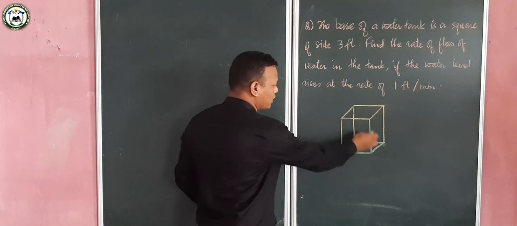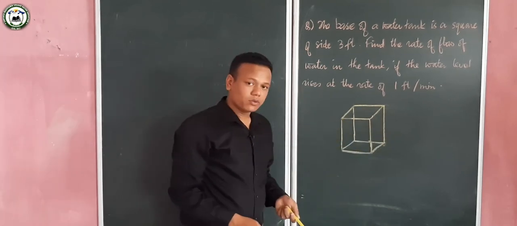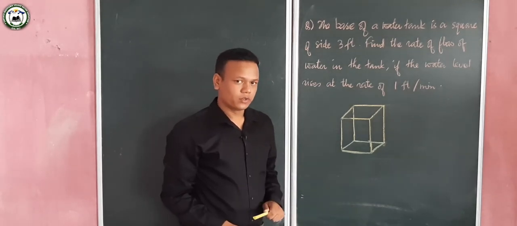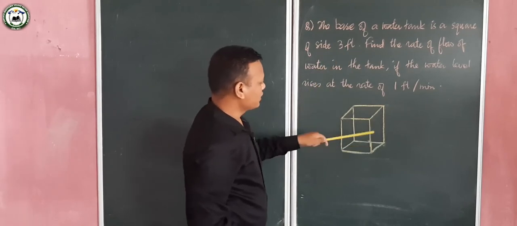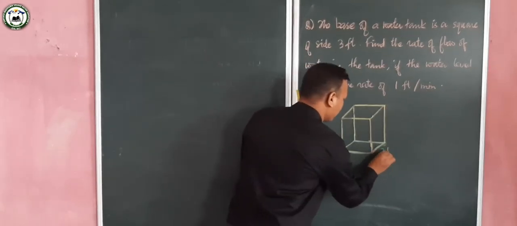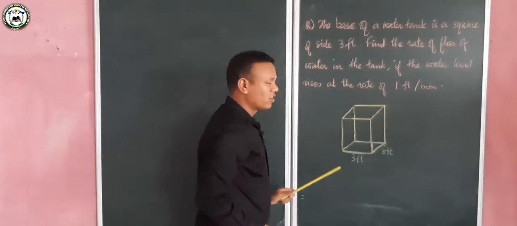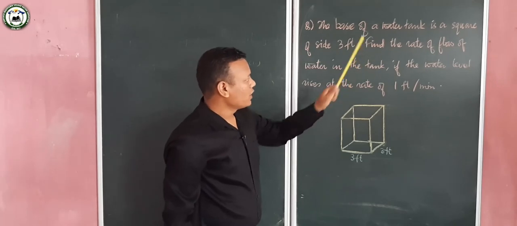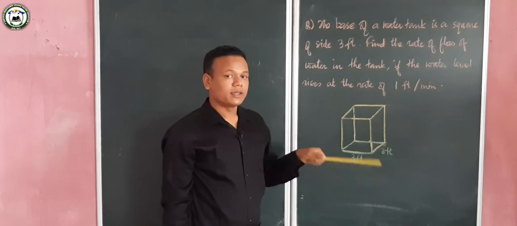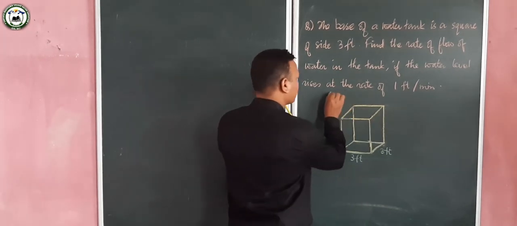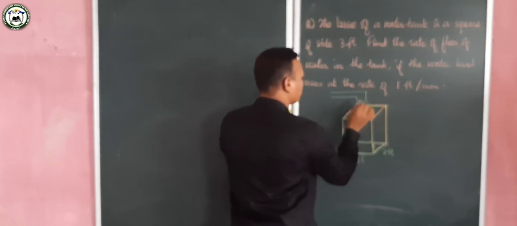Okay, these can be a square or a rectangle. So basically the shape of your tank is a cuboid. So there's a cuboidal tank. Each side is 3 feet, so this is 3 feet, this is 3 feet, and this is 3 feet, right. Find the rate of flow of water in the tank. So water is to be filled in such a tank. Okay, so there's a tap out here. I have drawn a tap, and water is flowing from here.